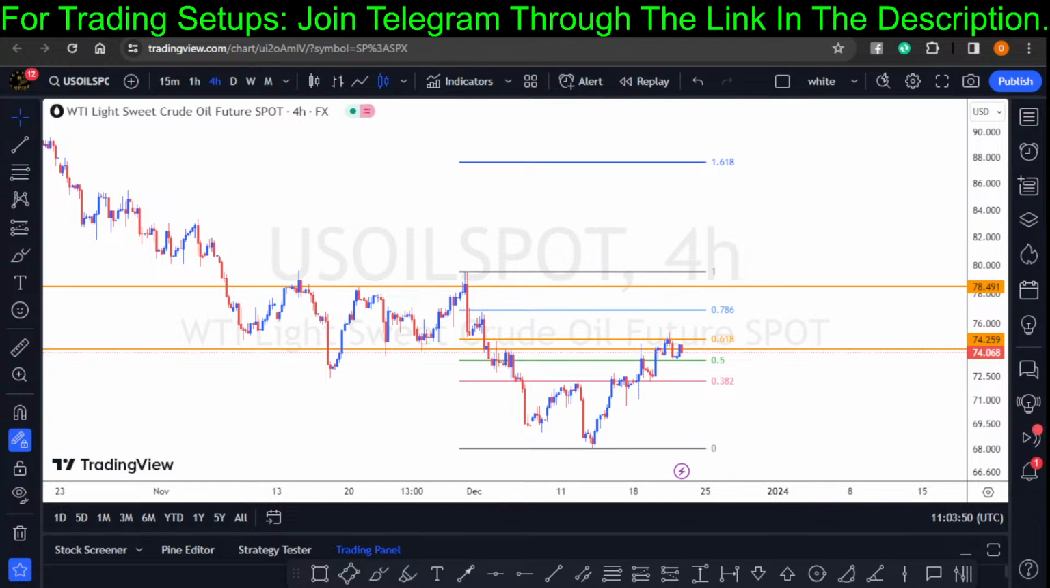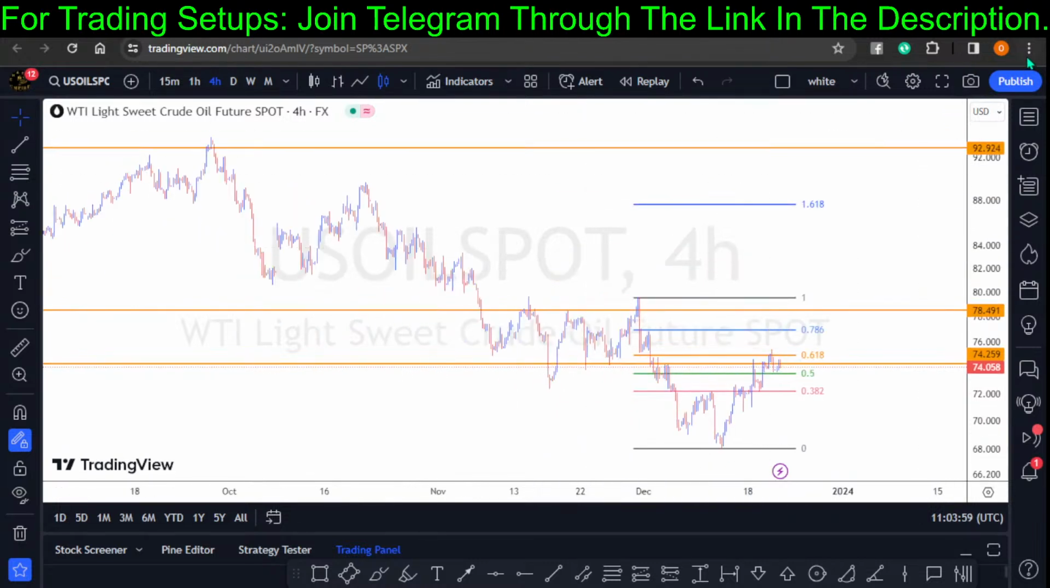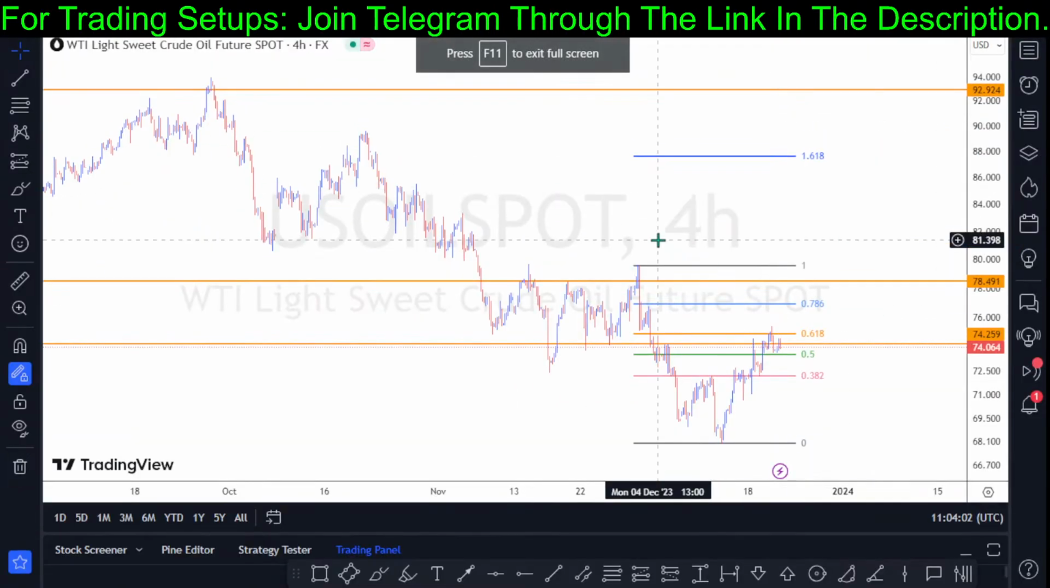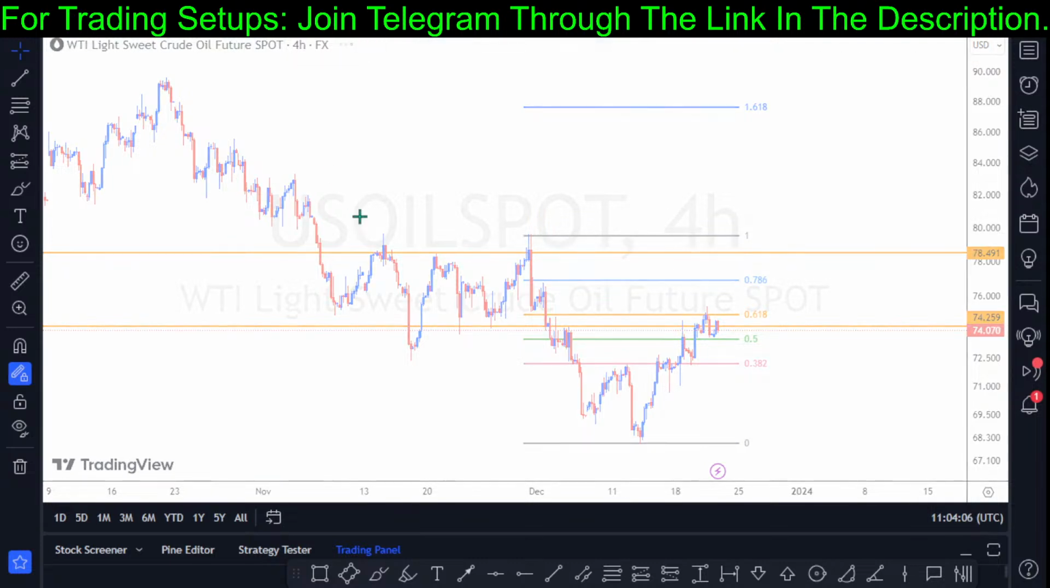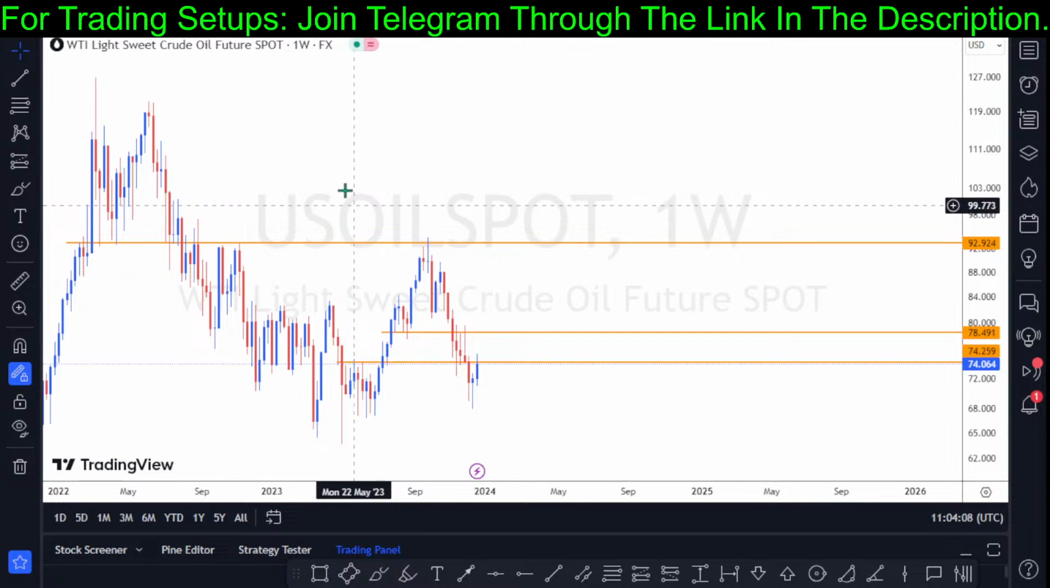So let's go through the chart of the US oil based on what I have. I'm going to show you my own personal technical views, right? So let's expand this chart right here. First thing is that we want to go to the higher time frame, which is the weekly chart.